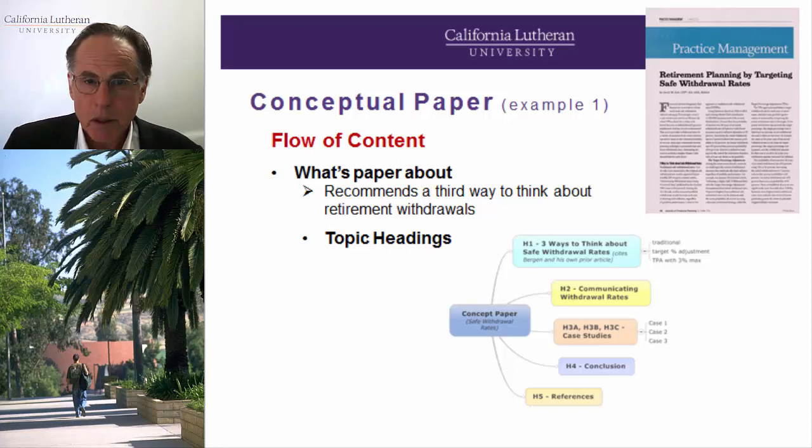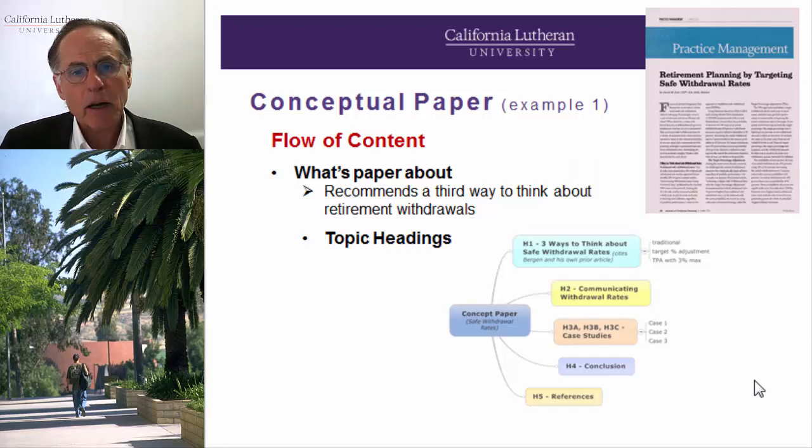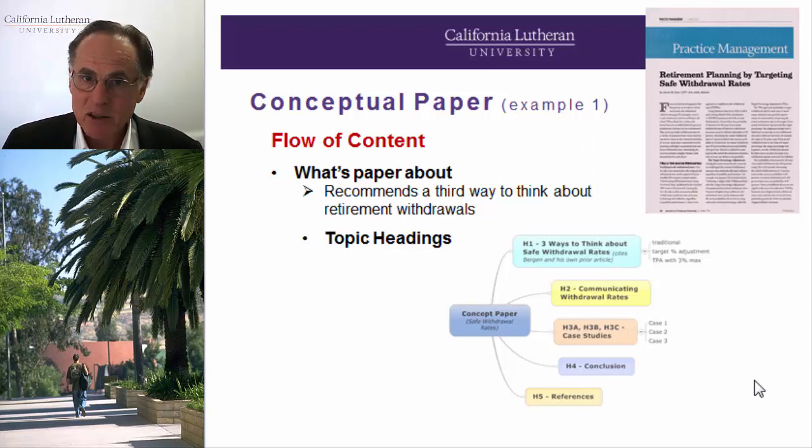structure. In the first section, he cites Bergen's seminal article from 1994 entitled Determining Withdrawal Rates Using Historical Data, which suggested a 60-40 allocation with a 4% withdrawal rate. He referred to that approach as traditional. He then cited his own 2013 article entitled Achieving a Higher Safe Withdrawal Rate with a Target Percentage Adjustment, where he described a target percentage adjustment approach. He then describes his revised withdrawal plan supported by a table.